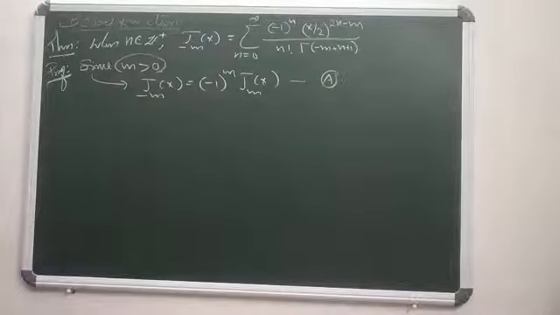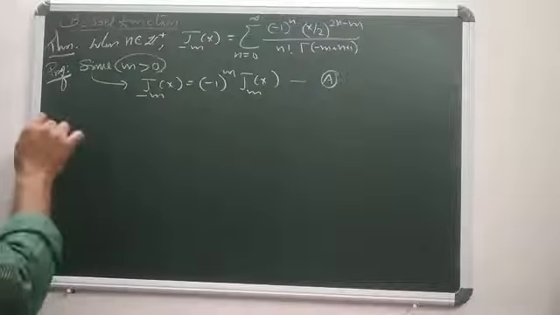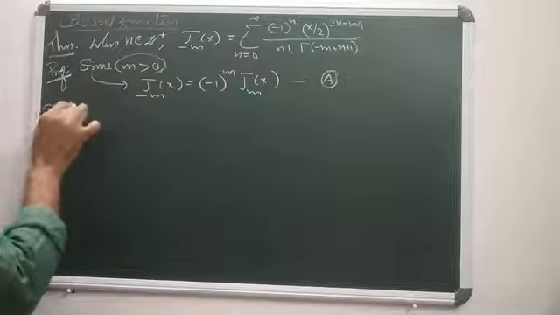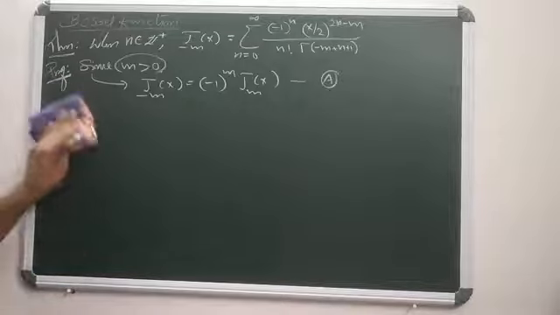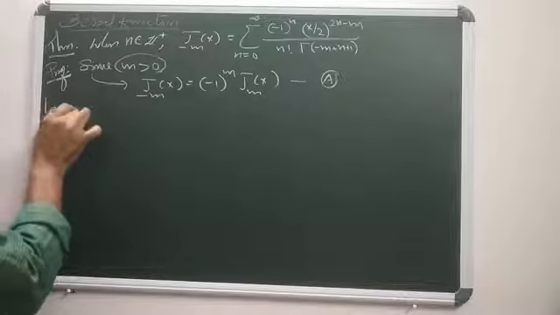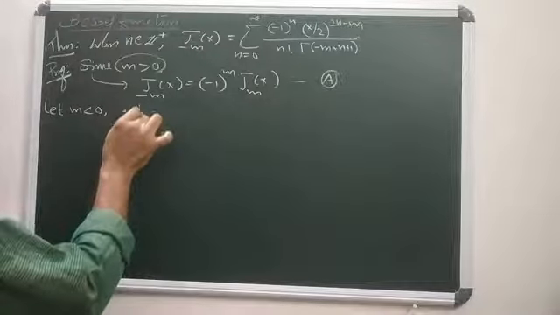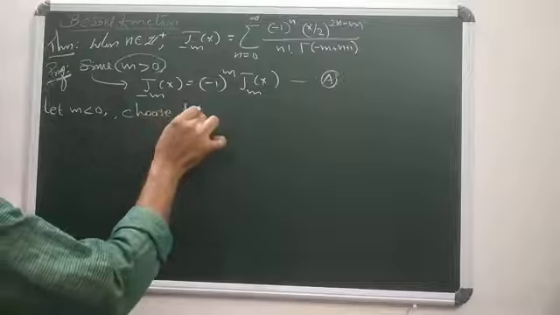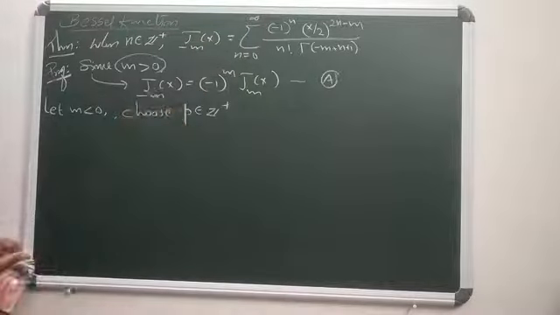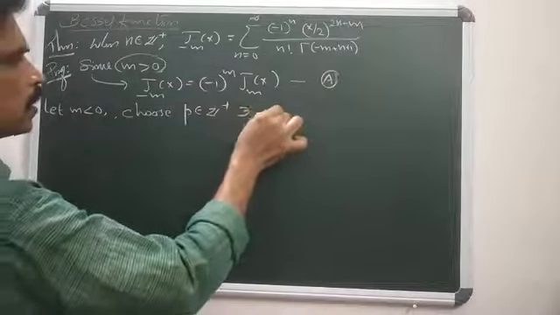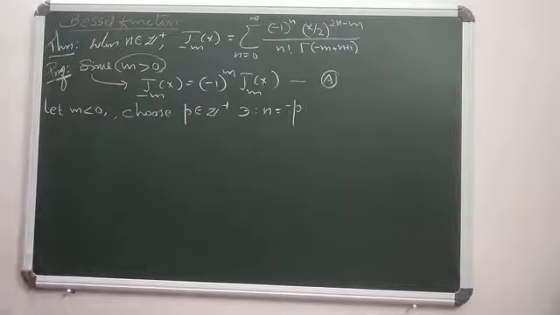Suppose m is negative. When m is negative, choose p to be a positive integer such that n equals minus p. M is negative, and you can choose p as a positive integer in such a way that n equals minus p.